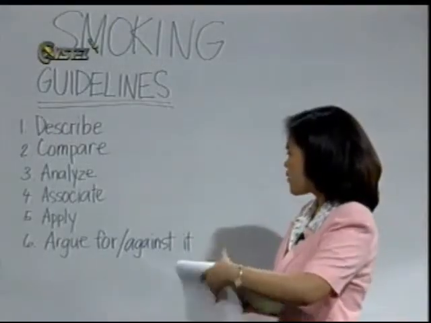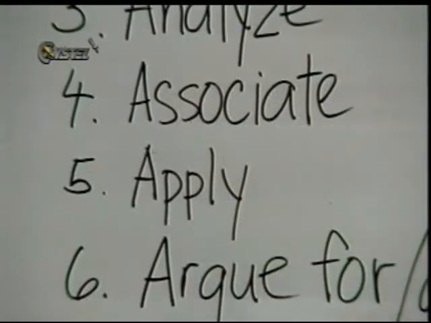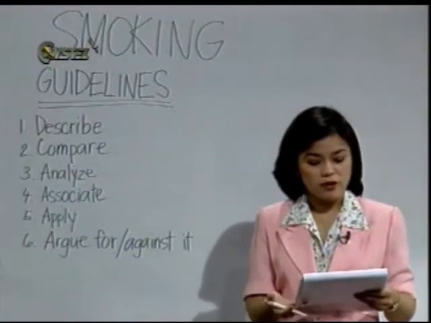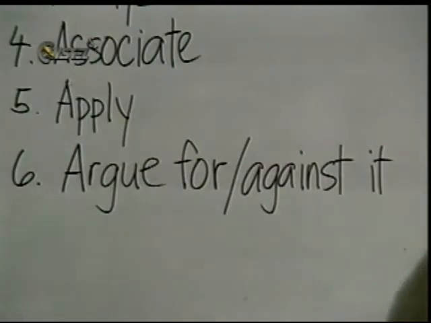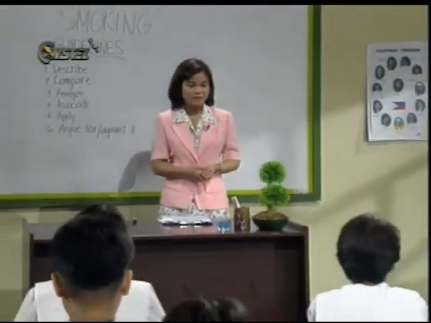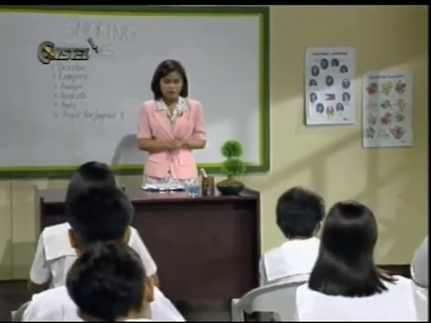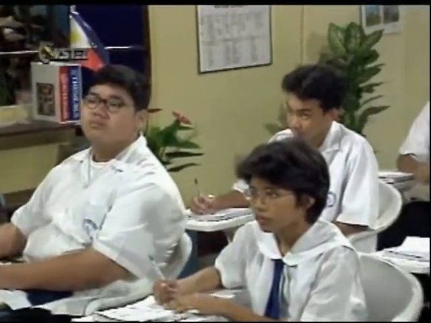Okay? And then for the 5th guideline, apply it. What can you do with it? What can you use it for? What unusual applications can you think of for it? And lastly, argue for or against it. You can take any position. Actually, you can give any reason you can think of, even crazy funny ones. Okay? Now class, get your pen and paper. You may now get your pen and paper. And remember please to refer to the guidelines. The questions are now written on the board.